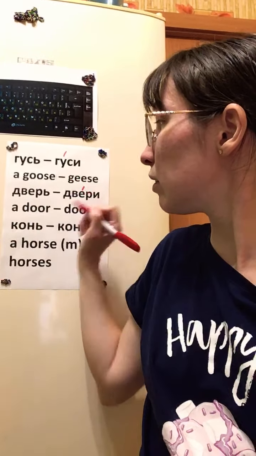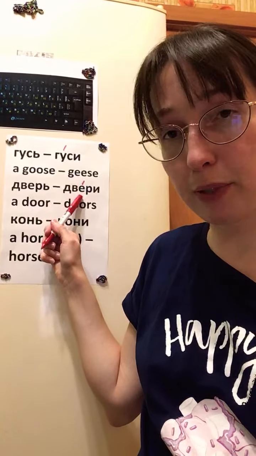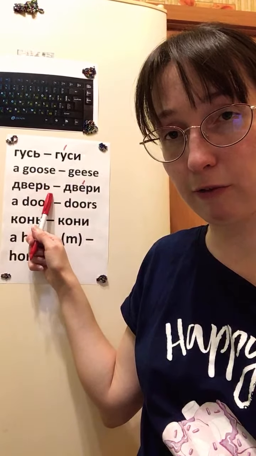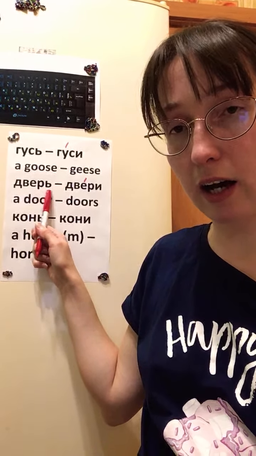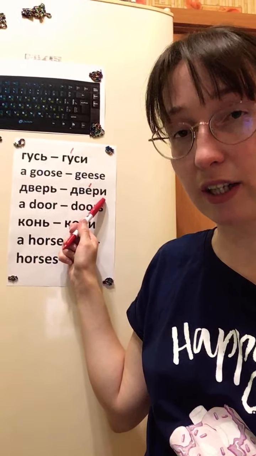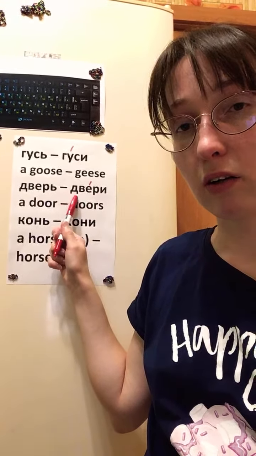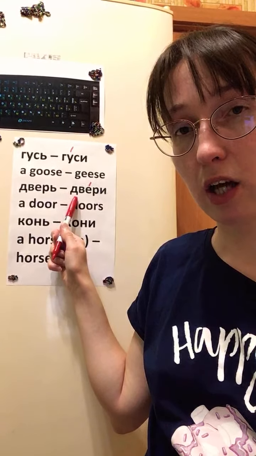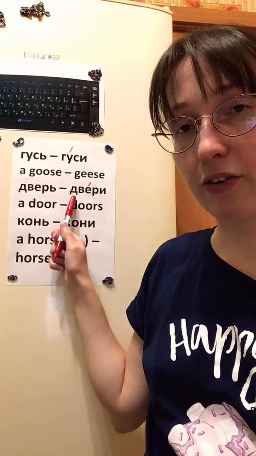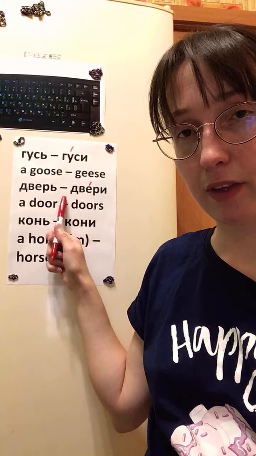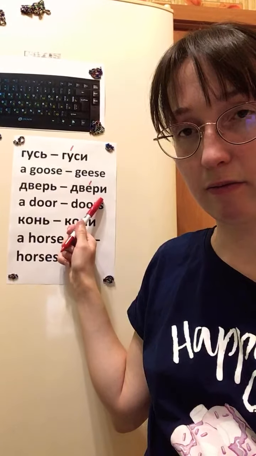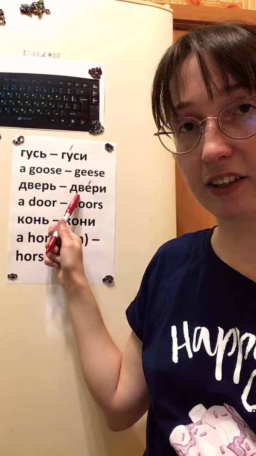And plural, like I said before, мягкий знак is replaced with the letter E. Read it. 1, 2. Двери, двери. Дверь, двери.